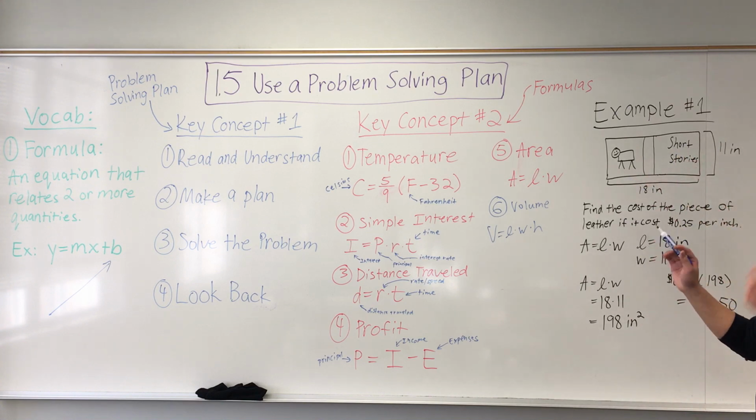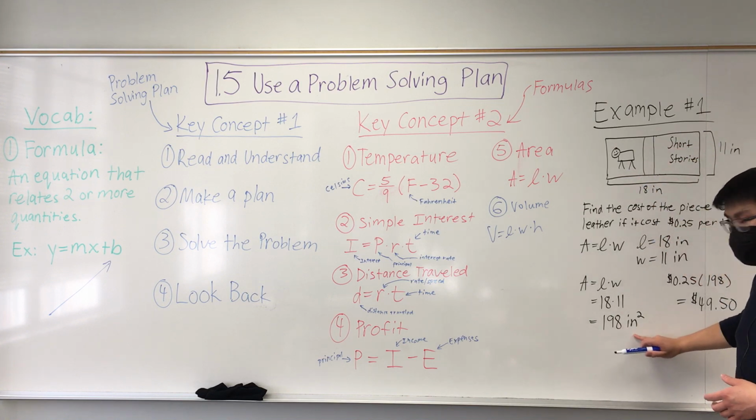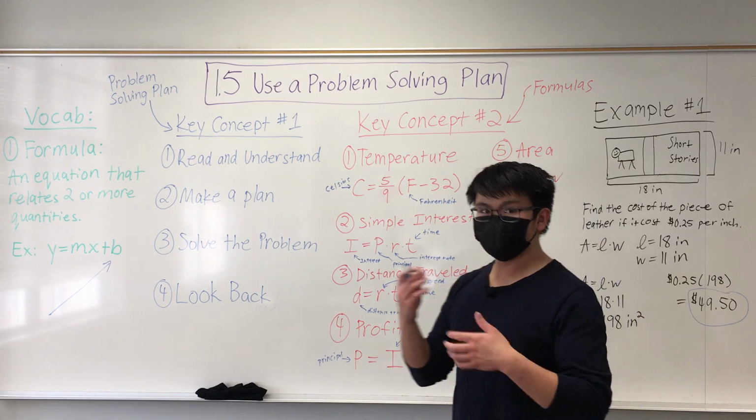But what is the problem asking us? They're asking us to find the cost of the piece of leather. So the entire piece of leather right here, if it costs 25 cents per inch. Well, we have the total of the area is 198 inches, right? So how do we find the cost? Well, we're given that each inch costs 25 cents. So we're going to multiply 25 cents by 198, and we get the total right here is $49.50. So that's the way to solve the problem.